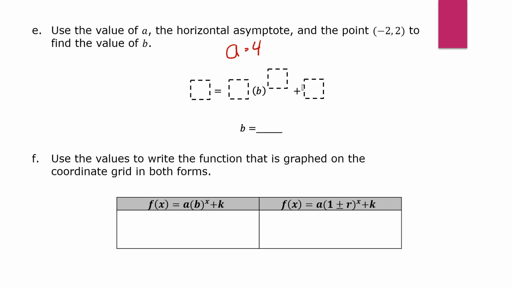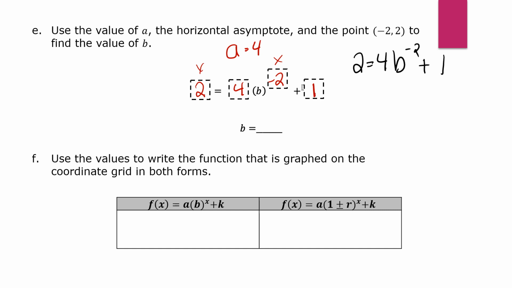And then we plugged in k, which is 1 because of our horizontal asymptote. And now we can replace x and y with -2, 2. So b to the -2, and then y is 2. So now I've gotten rid of all my other variables, so I can just solve for b. Just to make this a little bit nicer, I'm going to write it over here. So 2 equals 4b to the -2 plus 1 is what we're solving.